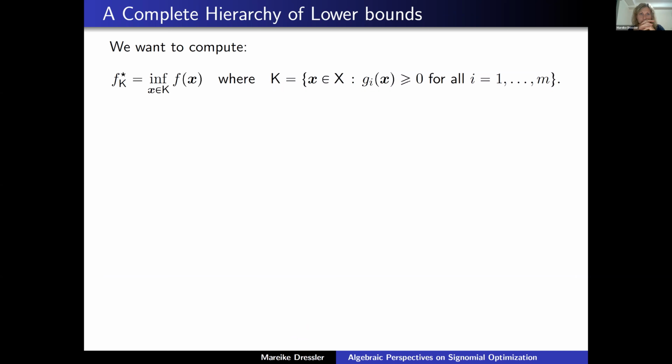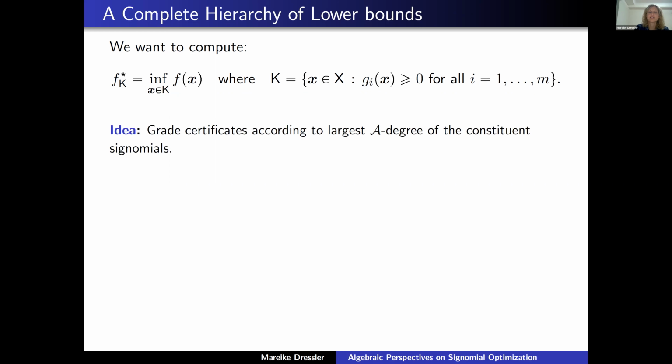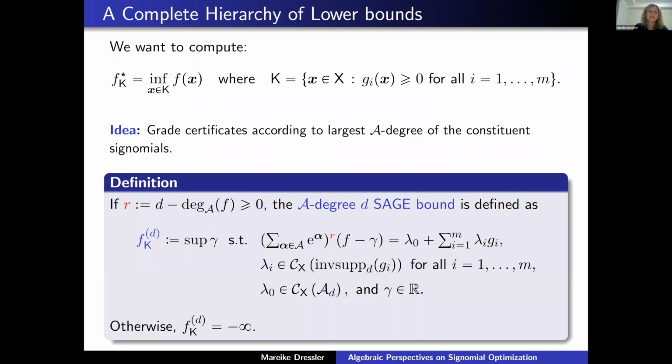Okay, so let's come really to some optimization. We want to have a complete hierarchy of lower bounds for this Zignomial programming problem. So we want to compute the infimum of f subject to this set. And based on the previous slides, our idea is to now grade the certificates according to the largest A degree of the input Zignomials. And now we can define such a lower bound as follows.